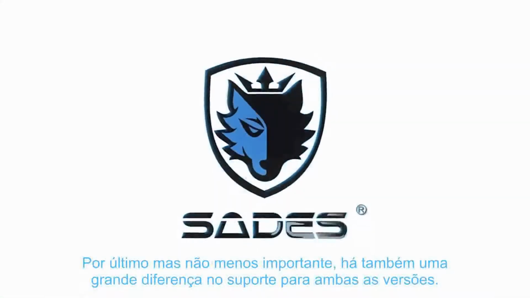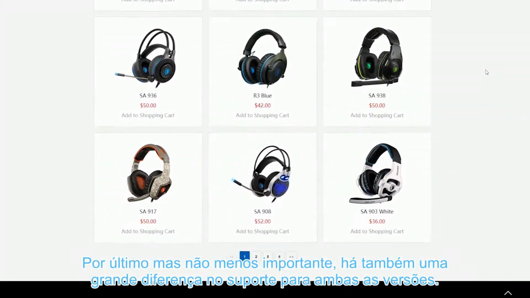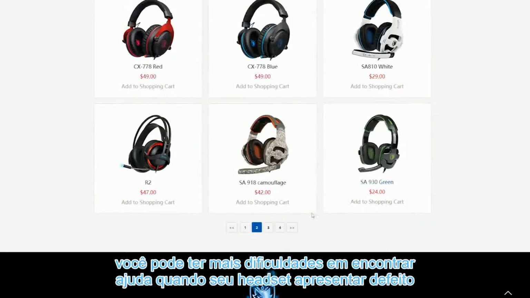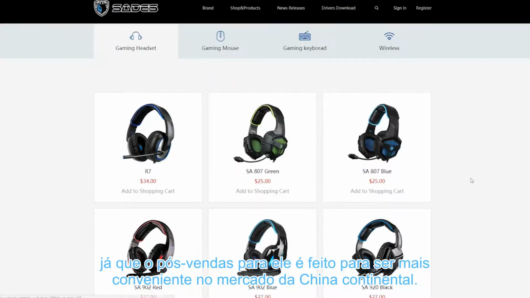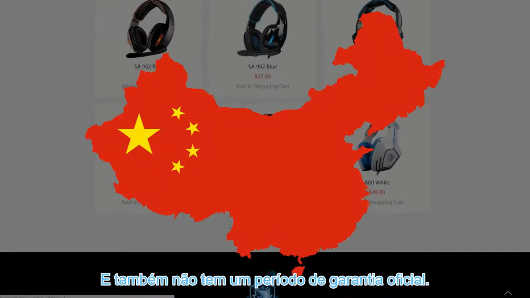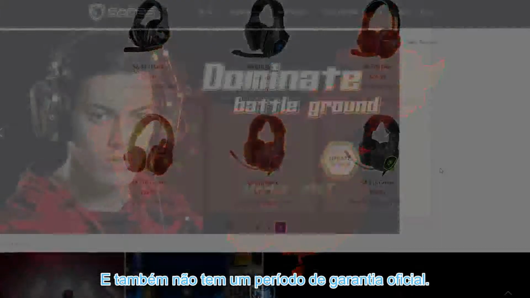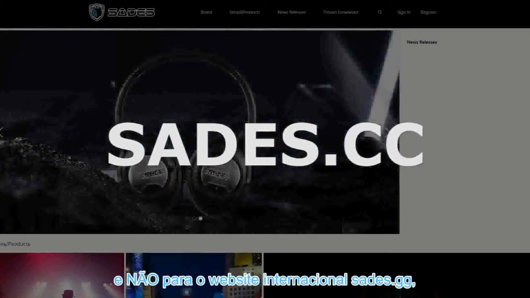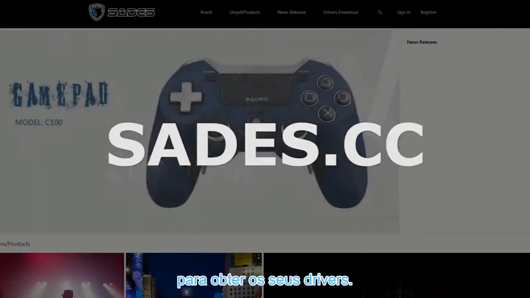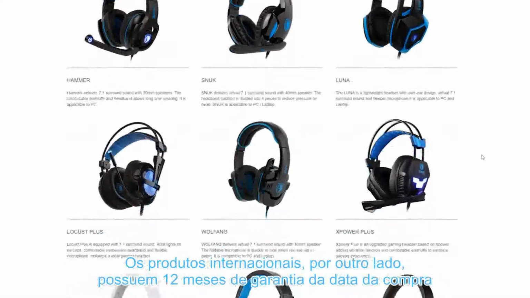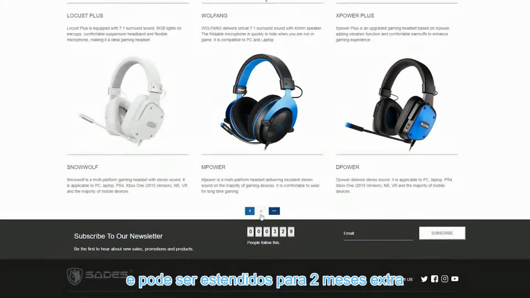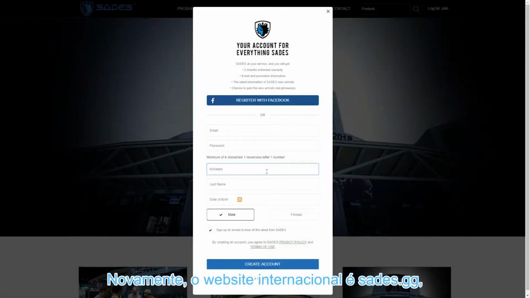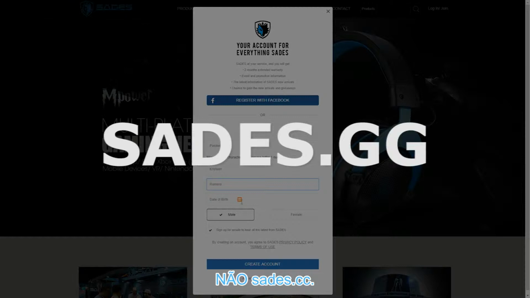Last but not least, there's also a huge difference in the support for both of these versions. If you manage to get the economic version, you might have a harder time getting help when your headset breaks down, since the after sales for it is meant to be more convenient for the mainland China market, and it also has no official warranty period. And if you're looking for the driver downloads, head over to sadies.cc, not the international website sadies.gg, to get your drivers. The international products, on the other hand, are covered for 12 months from purchase and can be extended for an extra 2 months when you register your product information on the international website. Again, the international website is sadies.gg, not sadies.cc.